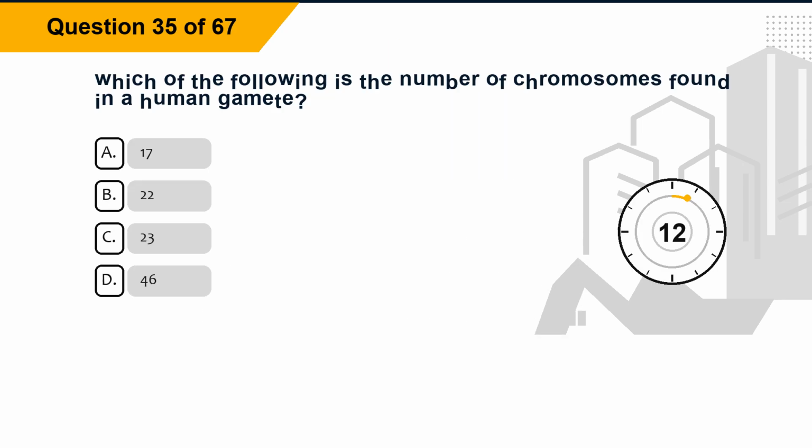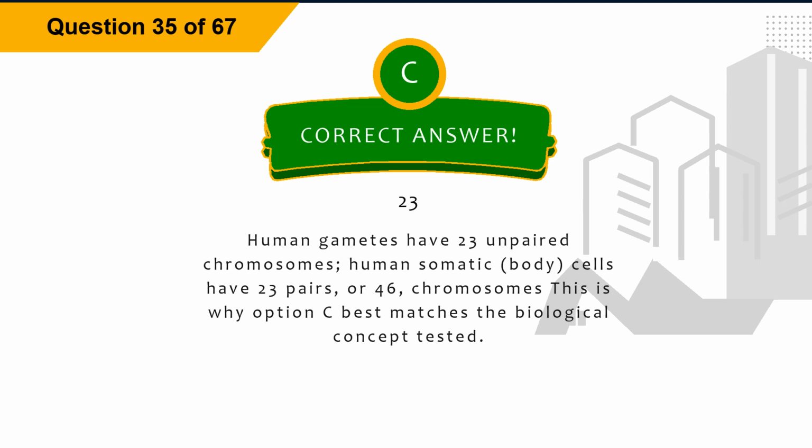Question 35. Which of the following is the number of chromosomes found in a human gamete? Option A, 17. Option B, 22. Option C, 23. Option D, 46. The correct answer is option C, 23. Explanation: human gametes have 23 unpaired chromosomes. Human somatic body cells have 23 pairs, or 46, chromosomes. This is why option C best matches the biological concept tested.